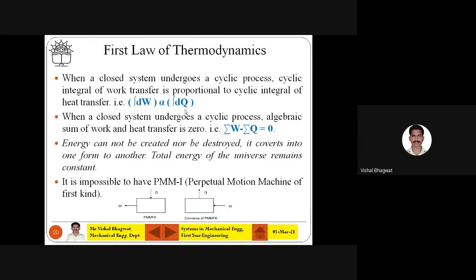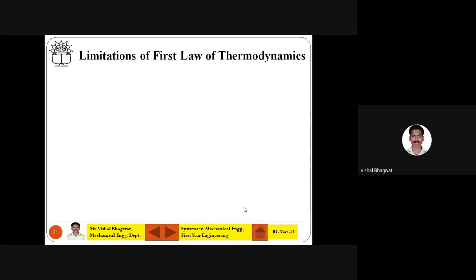That is the first law of thermodynamics. But PMM1 is what? It is getting any form of electricity, but it will not produce any heat. So that is PMM1. Basically, PMM1 is a perpetual motion machine which will not follow the first law of thermodynamics. Fine. This is the first law of thermodynamics.